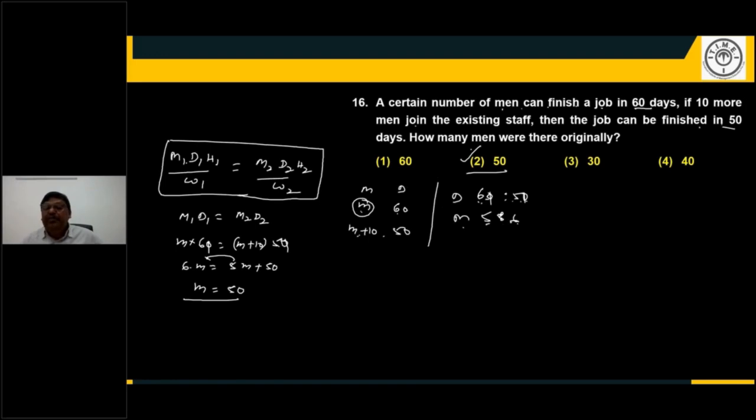In the second case, how many shares extra? 5 and 6, one share extra. 5 parts, 6 parts in this ratio, one part extra. But how many men extra? 10 men. So one share is 10 men, which means 5 shares will be 50 men. Originally I have 50 men. Now I have 6 shares, 60 men. He's asking for the original men, so I can say 50.